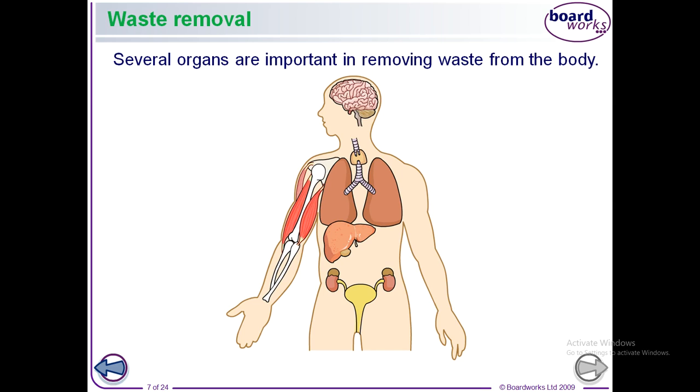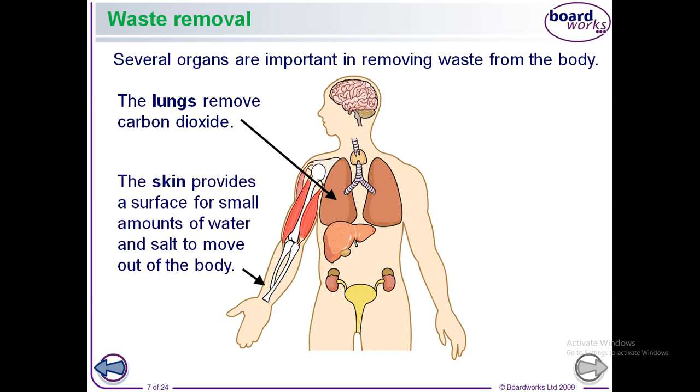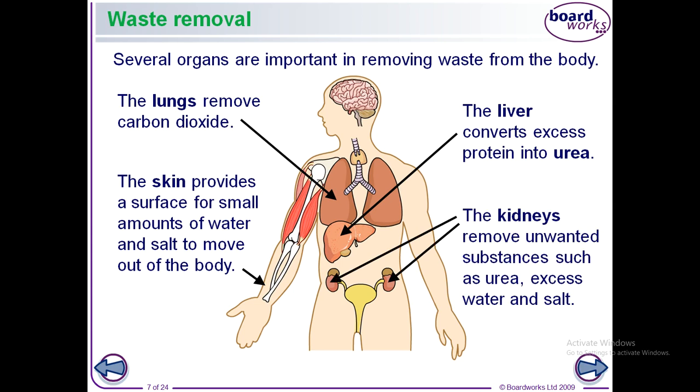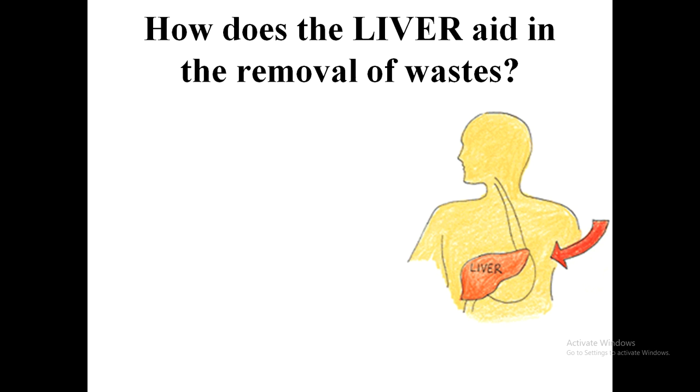Waste removal. There are several organs involved in the excretion of waste materials, the excretory products. For example, the lungs, which remove carbon dioxide. The skin provides a surface for a small amount of water and salts to move out of the body in the form of sweat. The liver converts proteins into urea, like in the deamination process. The kidneys remove unwanted substances such as urea, excess water and salts.